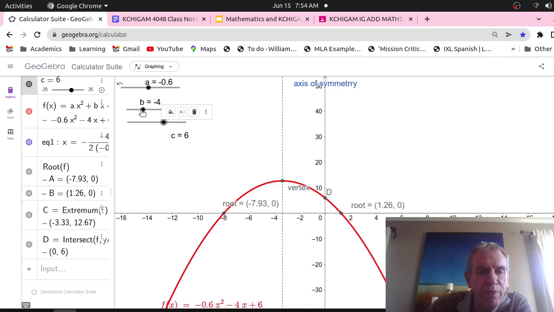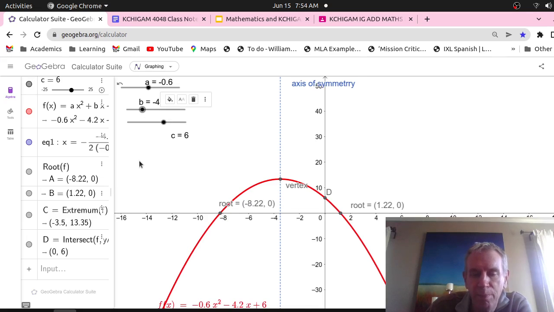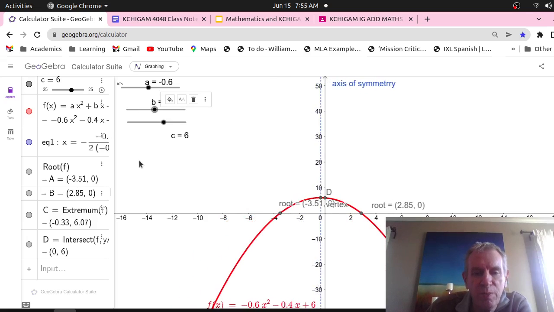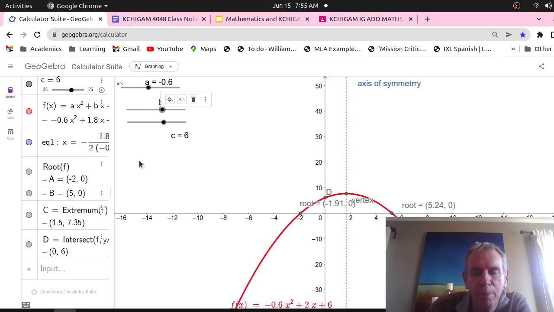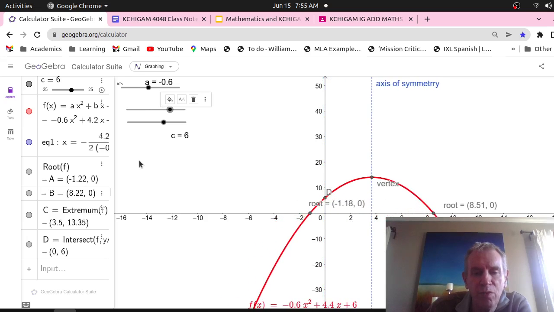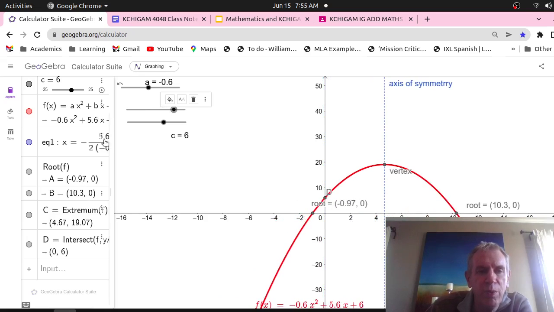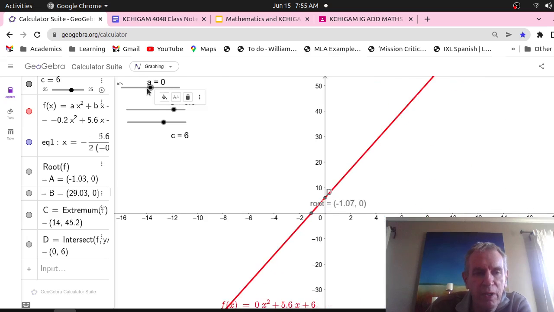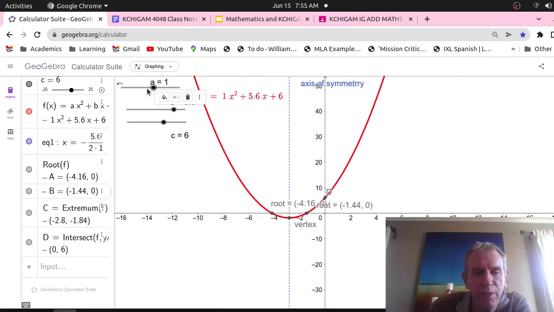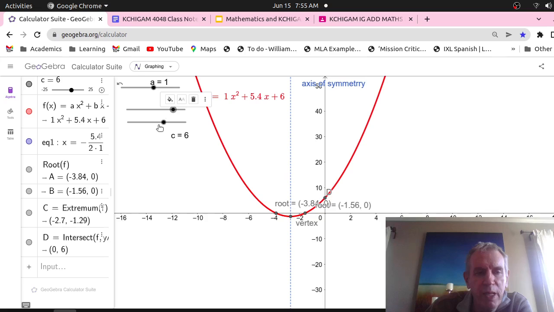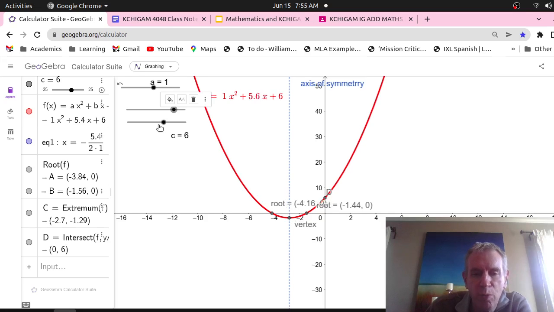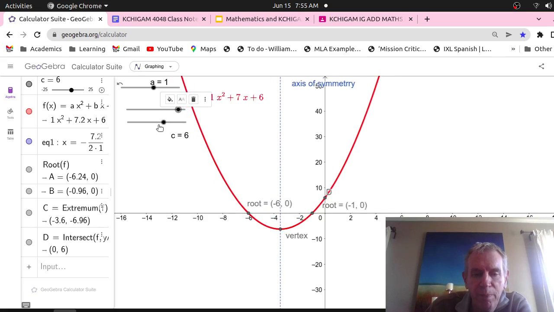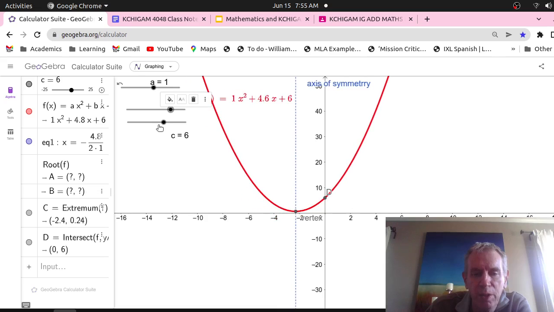Let's see what happens if I shift B. As I make B more positive, it looks to me like the parabola is moving left and right. Okay? Now this is when A is negative. If A were positive, let me make A positive again, flip it up here, A equals 1. When I shift B, now, if I make B more positive, the parabola shifts to the left. If I make B more negative, the parabola shifts to the right.